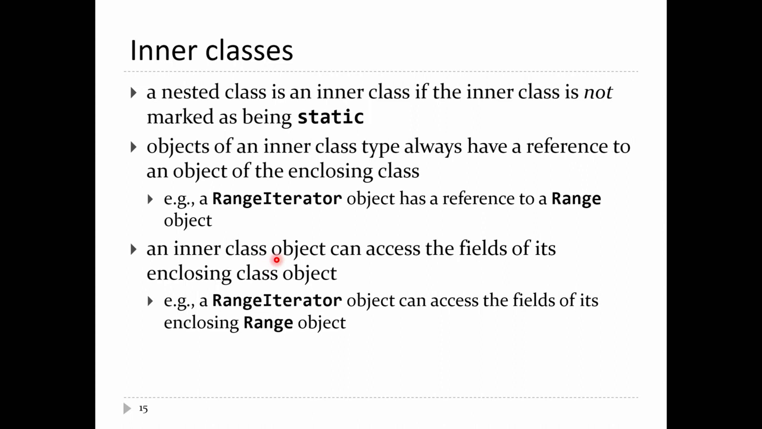The inner class object is able to access the fields of the enclosing class object. All that means is that our range iterator has access to the fields of the range object that it's iterating over, which makes sense. If you have a range iterator that's iterating over the range 0 to 5, it needs to know that the minimum value of the range is 0, and that the maximum value is 5. So in Java, the iterator object has access to the fields of the enclosing range.